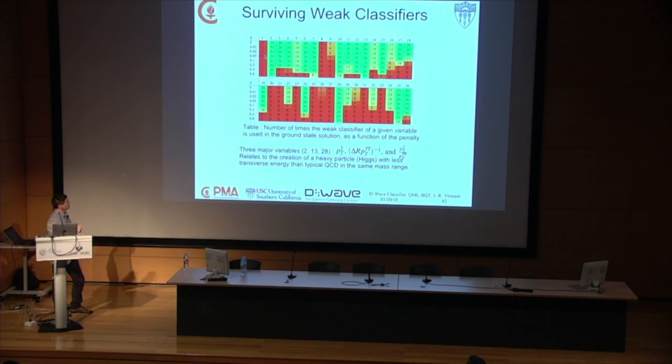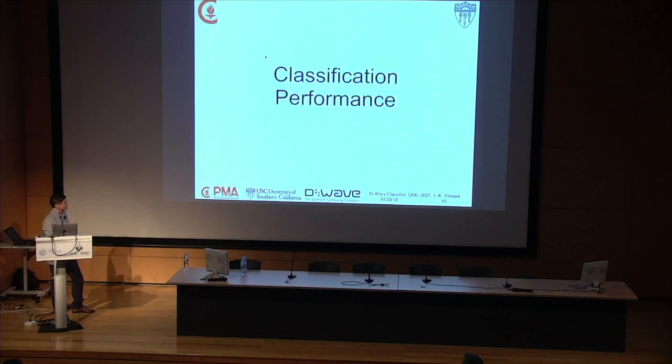Zero is where you have no constraint, and then 0.8 and so on is a hard constraint. You can see that some of the features are never appearing in any of the solutions that we found through simulated annealing or with the D-Wave device, and some of those are actually staying all the way through. We find that those features make sense physically for the problem itself, because it relates to the creation of a heavy particle inside, and maybe less transverse energy than the typical QCD background in the same mass range. So that was an interesting result from this work.